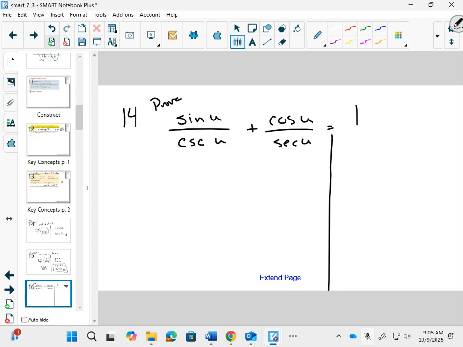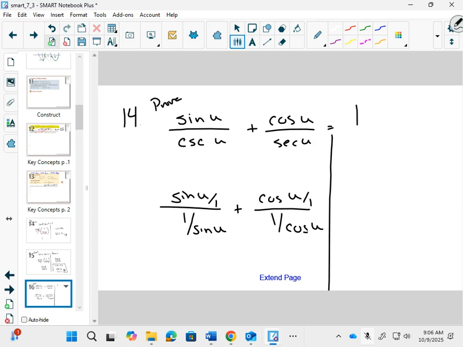So, in this question, I would have sine u over, and I would change the cosecant u to 1 over sine u. Plus, I have cos u, that I would keep the same. But the secant u, I would change to 1 over cos u. And now we have fractions divided by fractions, because technically this fraction on the top is over 1, right? You have one fraction on the top, one fraction on the bottom.